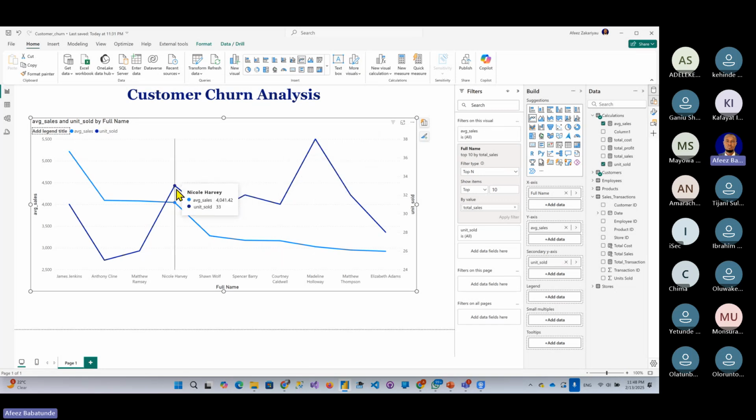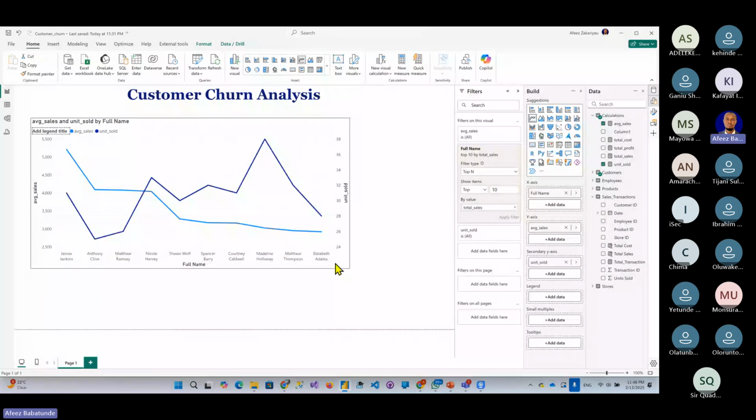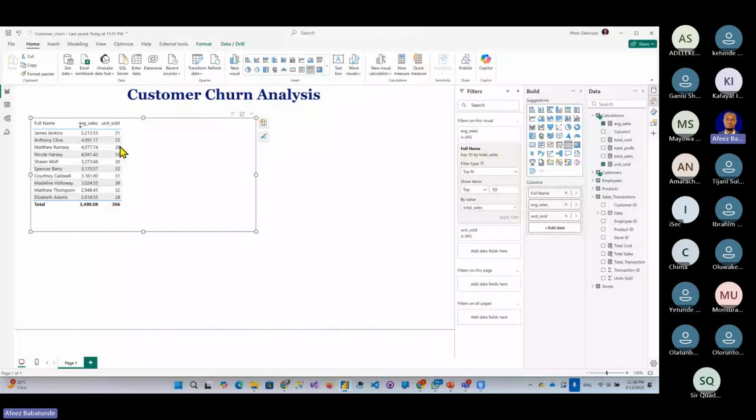This guy is buying 26 and we are making 4,000. So you can drill down on this so that you know how to retain different kinds of customers. Or you can put this in a table format to make it better. Can you see? This guy is giving us more money and the units sold are also high. So you can compare all these things, and you're getting more insights.